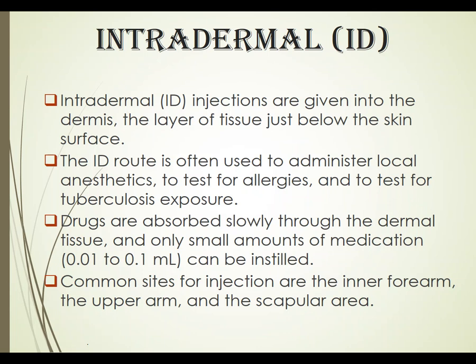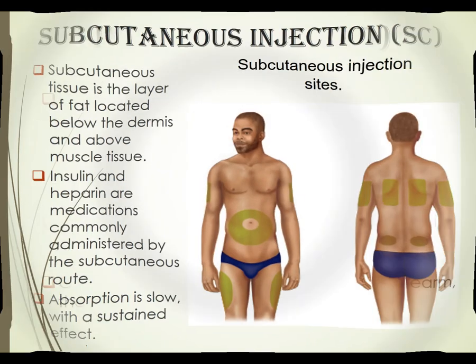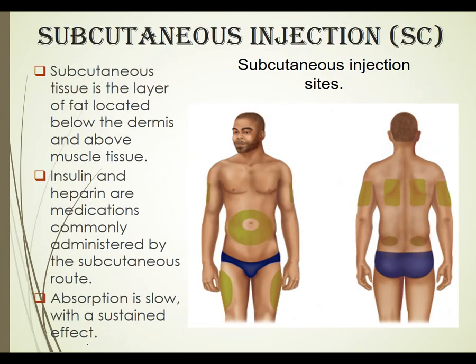And the common sites for these are the inner forearm and the upper arm and the scapula, and I have a picture of that coming up. Because the subcutaneous area is less vascular, injection into the blood vessels is very rare. So aspiration is therefore not required for any subcutaneous medications, nor is aspiration to be done for IM injections either. And when we get into discussing the different sites for intramuscular injections, we'll go over that.